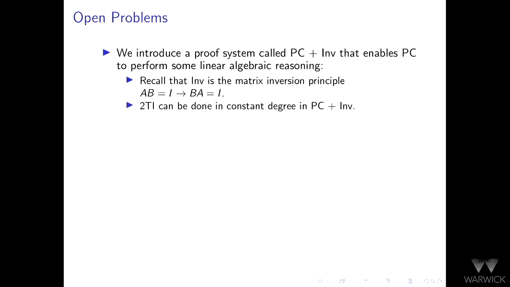So, in particular, isomorphism of matrices, or equivalently determining if two matrices have the same rank, can be done in constant degree in this new proof system. However, we expect that there should be some hard tautologies or hard systems of polynomial equations for this proof system. And so we leave it as an open question to prove any lower bound in this extended proof system where now PC can do some linear algebra.